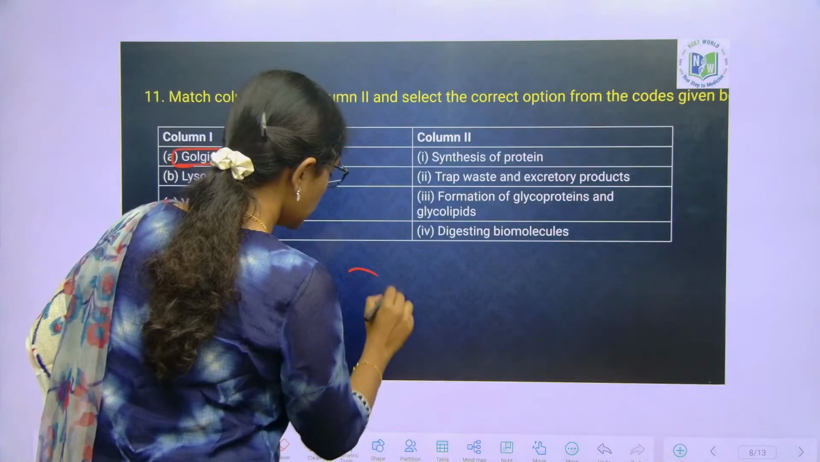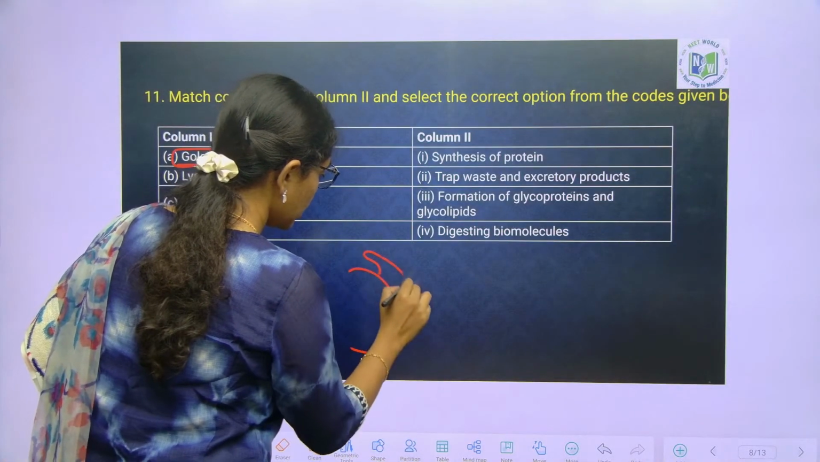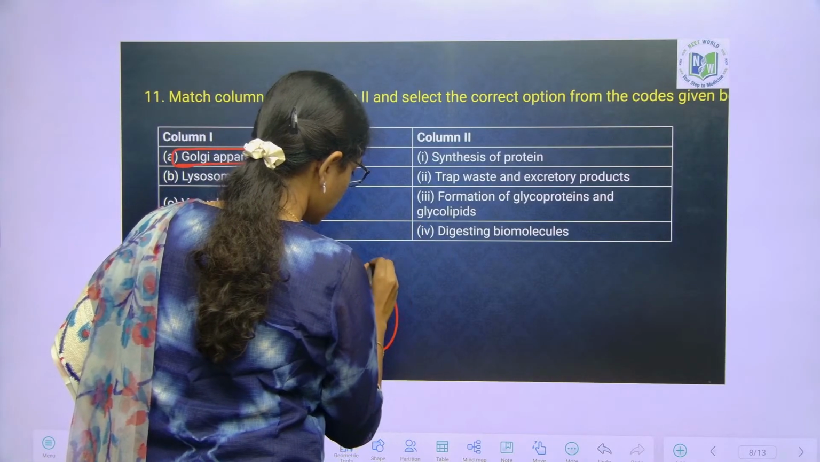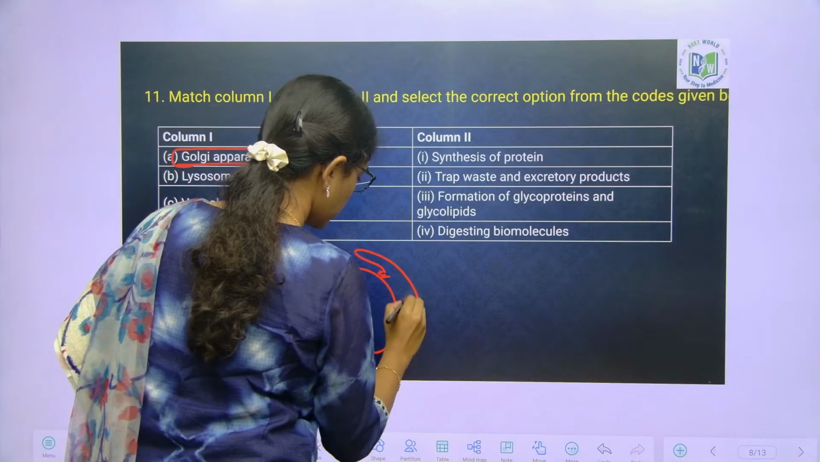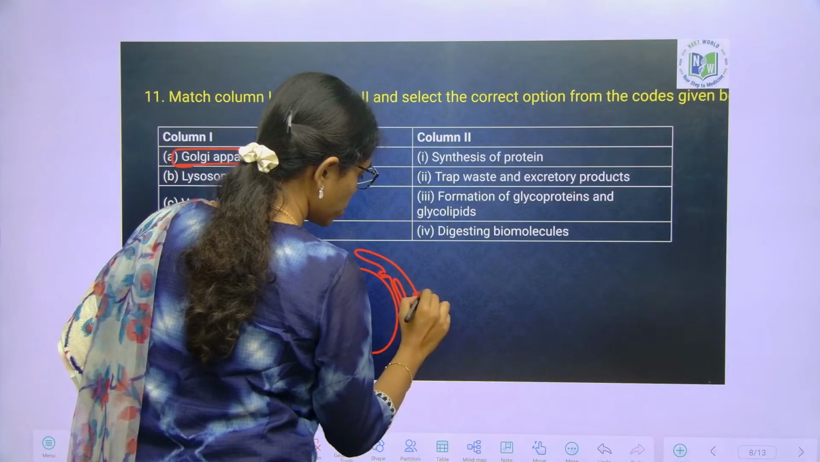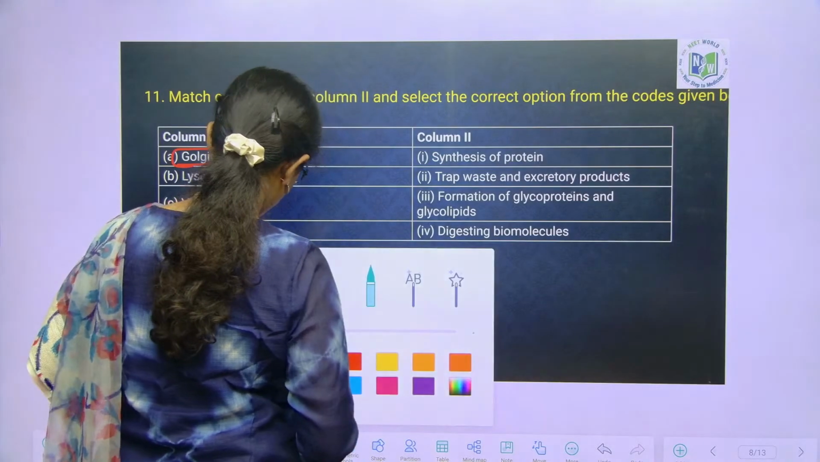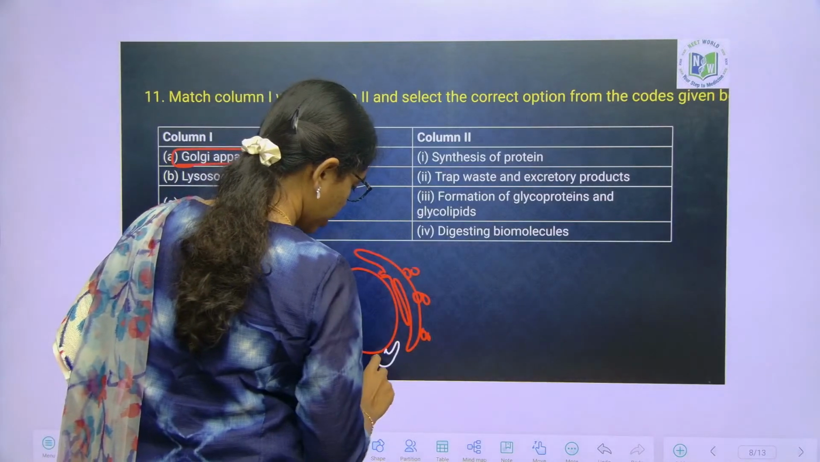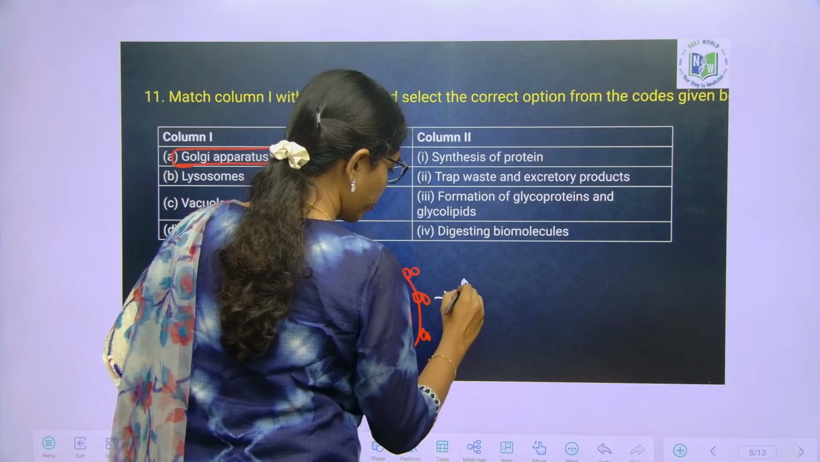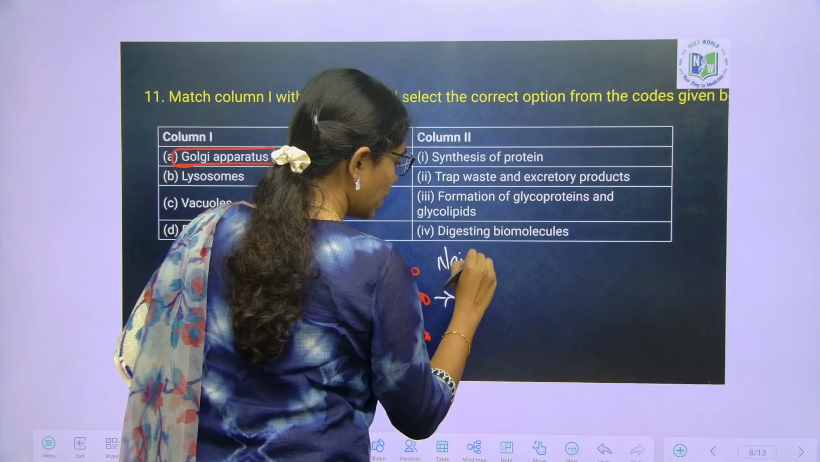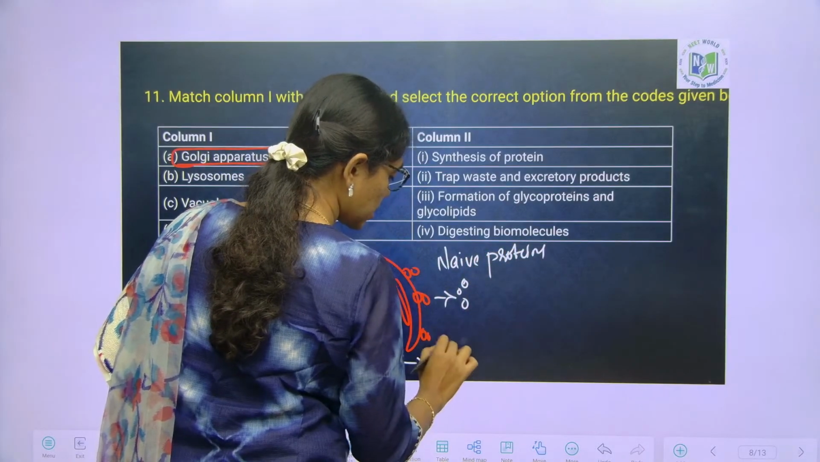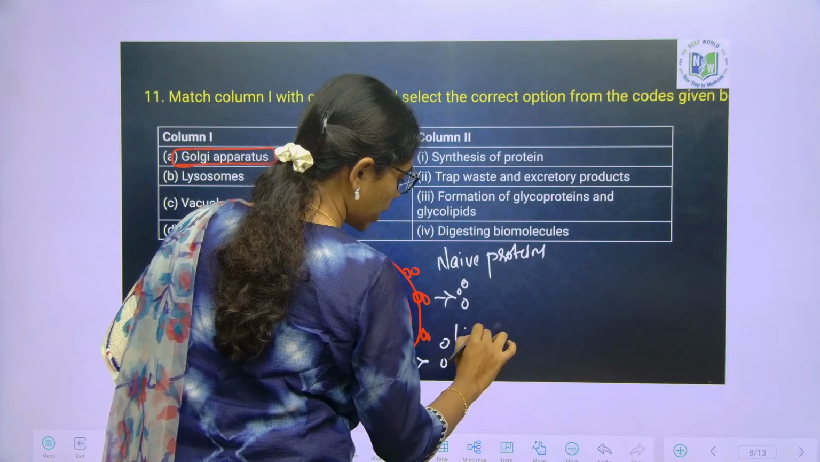See, this is a nucleus, these are the extensions, here we have ribosomes. Let us suppose smooth endoplasmic reticulum is also present here. These are synthesizing naive proteins, means inactive proteins, and lipids are being synthesized from smooth endoplasmic reticulum.